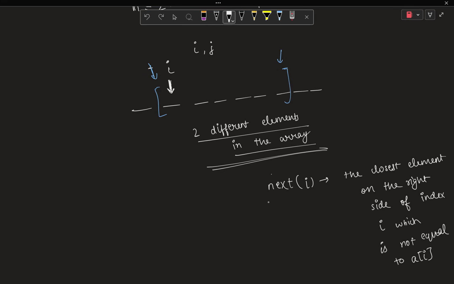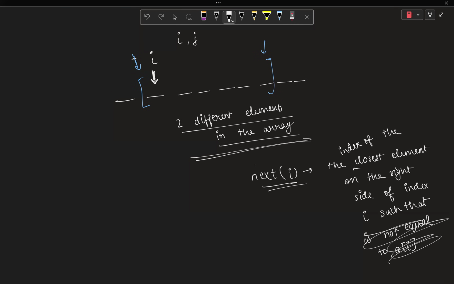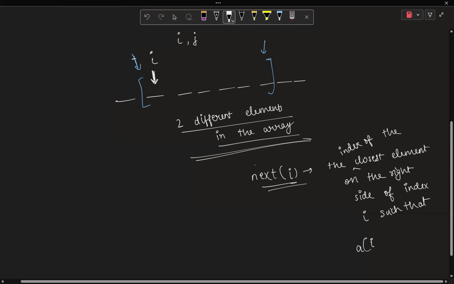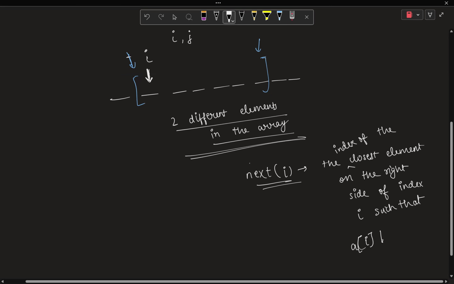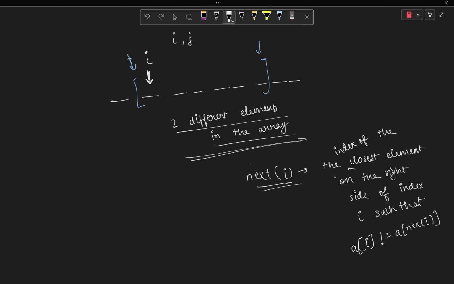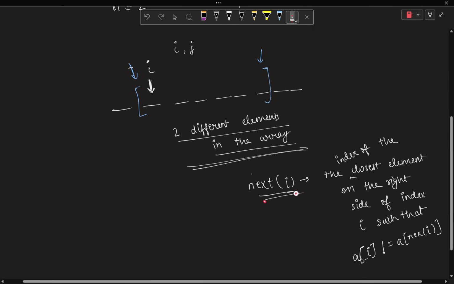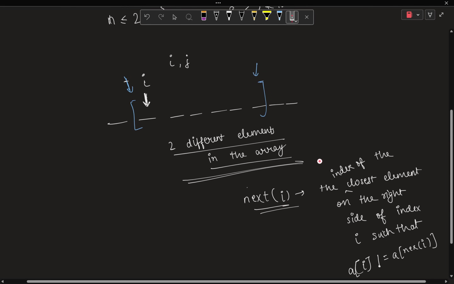You want to store the index of the closest element here, such that A of I is not equal to A of next of I. I'm just defining it here so that if anybody has any confusion, it might get cleared. I just wrote some formal way of saying about next. Feel free to ignore this.